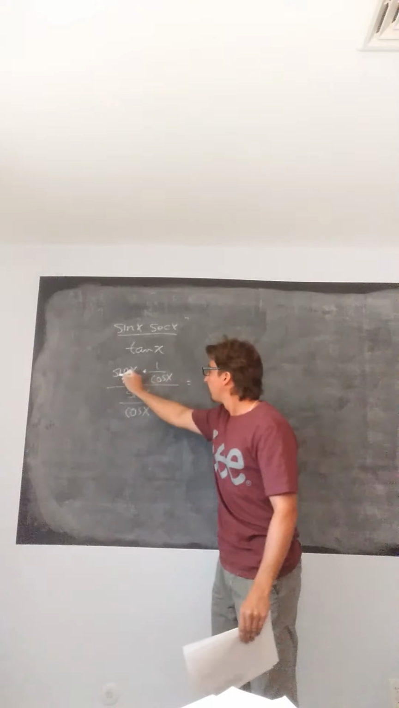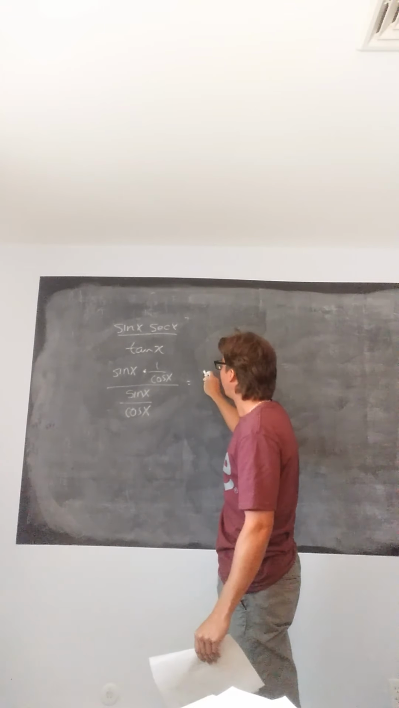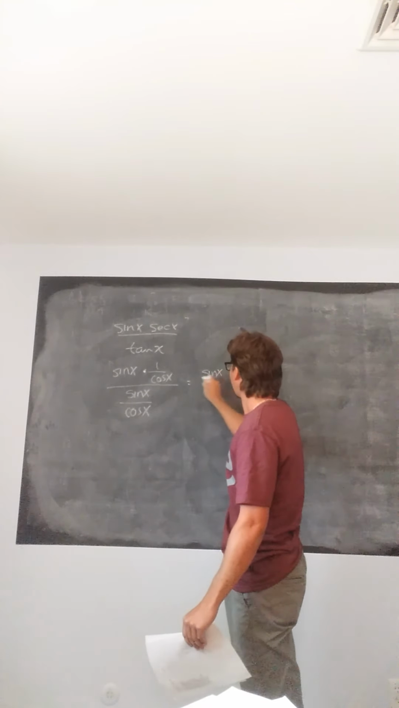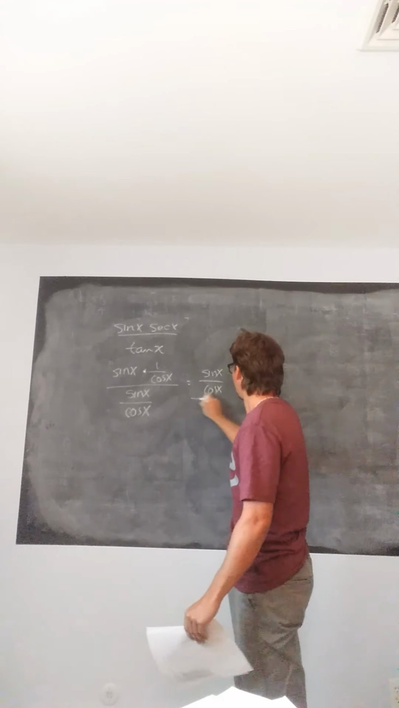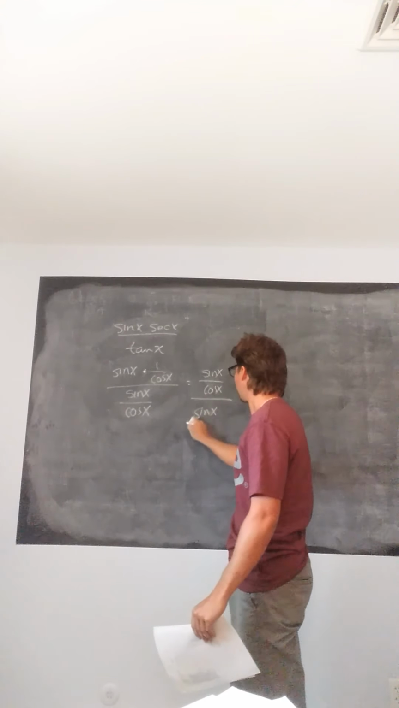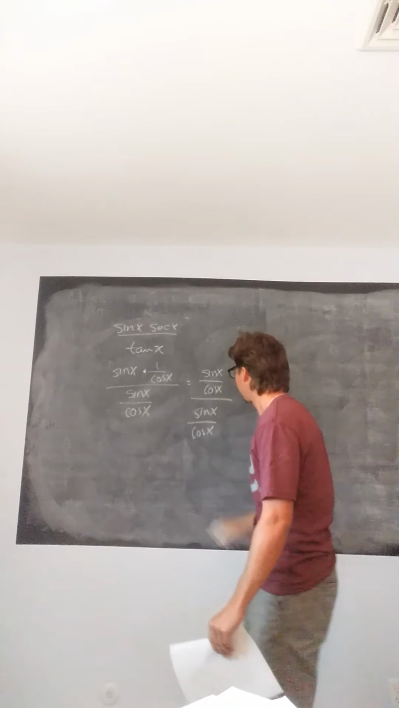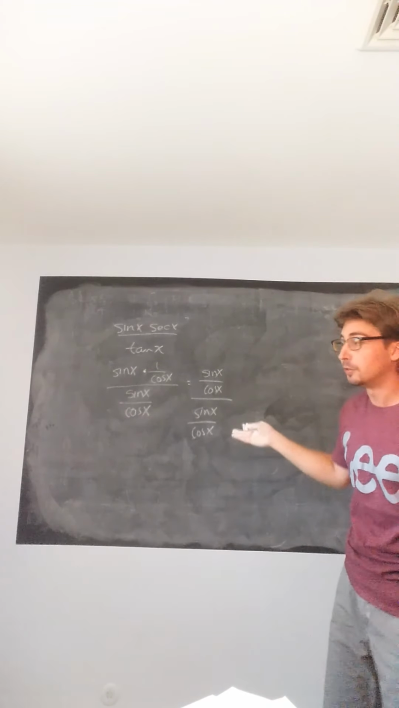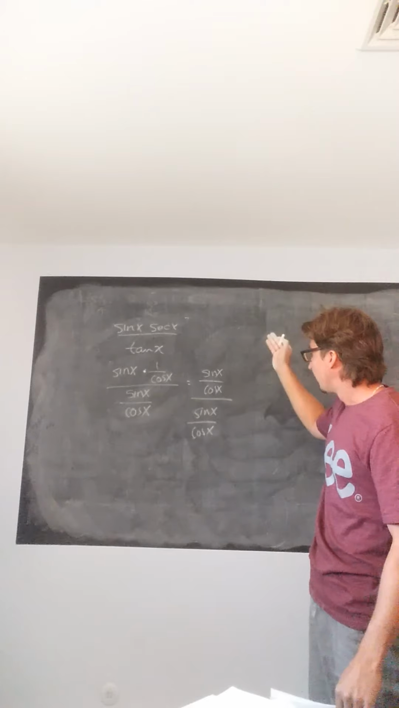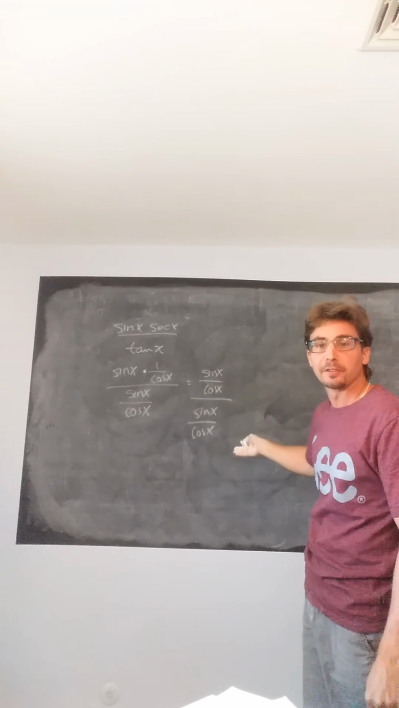Now on the top, sine of x times 1 is just sine x. So we got sine x over cos x. And on the bottom, we got sine x over cos x as well. And right there alone, you should see what that is. Something divided by the same something is always 1.